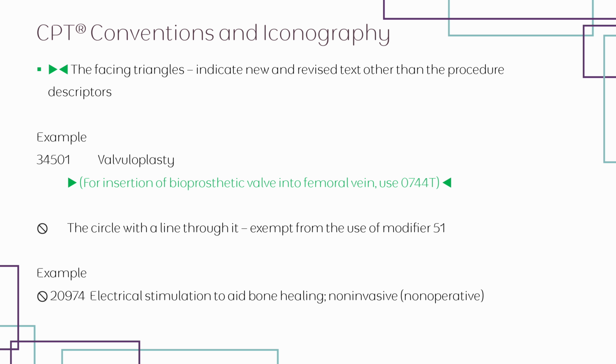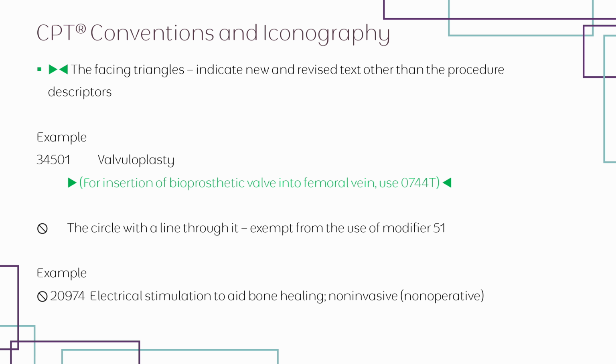So if you turn to CPT code 34501, you will find a parenthetical instruction located beneath the code. In this parenthetical, you'll see the facing triangles surrounding the updated text. The new instruction reads, for injection of bone substitute material for bone marrow lesions, use 0707T. The facing triangles tell you that this parenthetical instruction was newly added or revised in the current edition of the codebook.